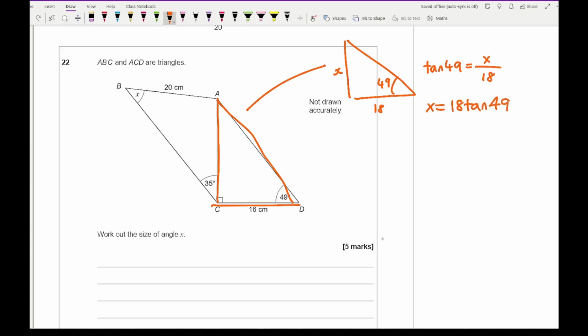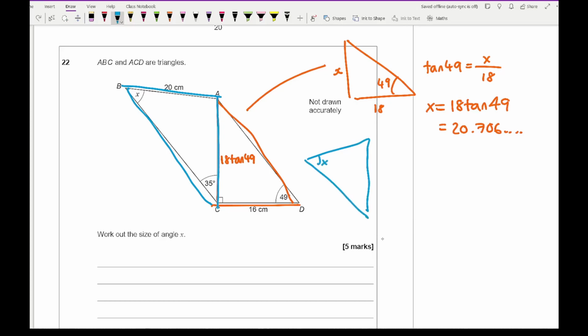Now again, if you want to type that into your calculator, I get a decimal number of 20.706. But instead I'm just going to label that as the exact value. So I'm going to label this side here as 18 tan 49. Now if I then take this triangle out, ABC, and just label the bits that I know. So I know this angle here is X, this angle here is 35, this length here is 20, and this side here is 18 tan 49.